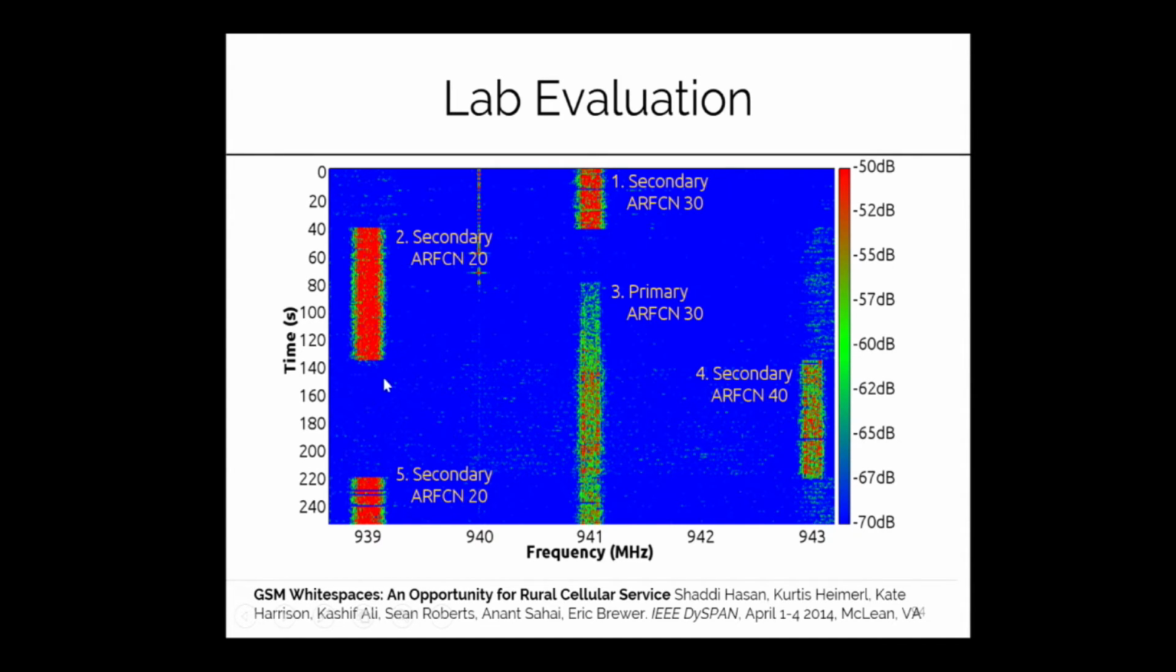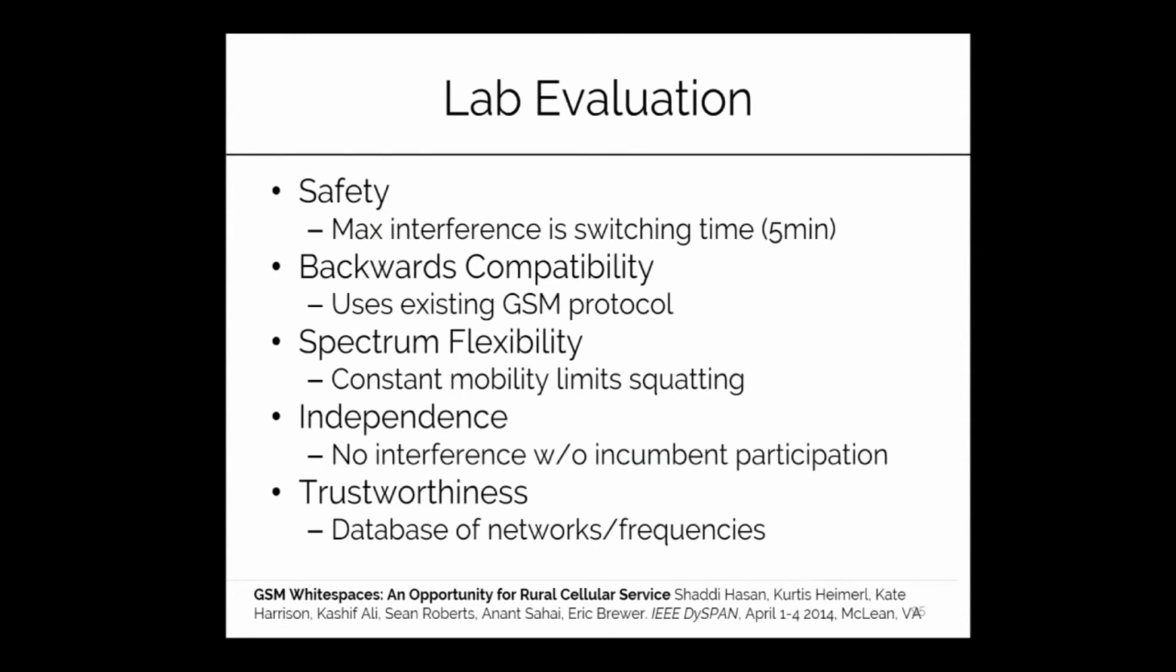our carrier. And here the incumbent arrives, right? They've just magically set up a brand new base station in our region. Well, we're able to detect them and start moving to ARFCN 40 instead. So now we're hopping between 20 and 40. The incumbent has seen no interference. Great, right? So we've hit our safety requirement. The max interference is our switching time.